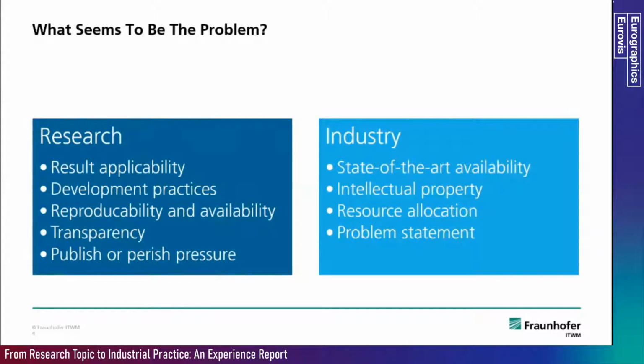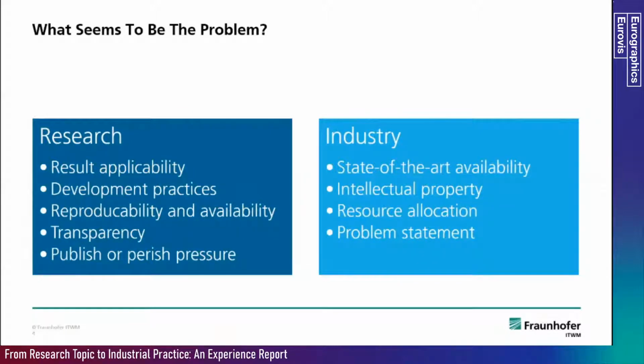Then there are development practices. Research development practices are far from sustainable. Then it comes to reproducibility and availability. Yes, we publish a paper, but how do you reproduce the paper? Is the data available? How are we enforcing those things? Transparency is frequently lacking, when people are kind of cherry picking the results. Or, finally, publish or perish pressure, because we all know it, and we all know that we need to publish in order to get the work done and in order to get the grant money. But yes, those are our problems.